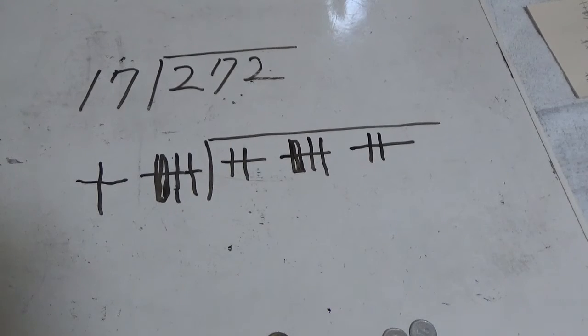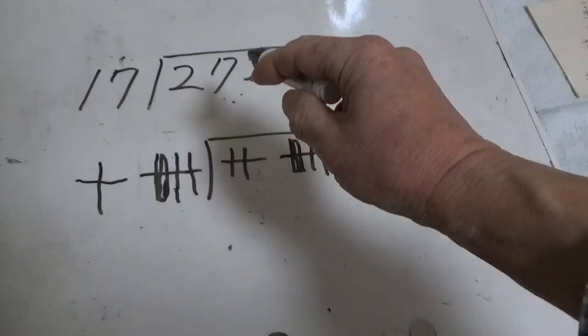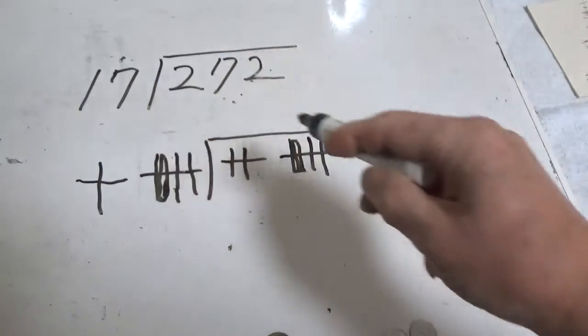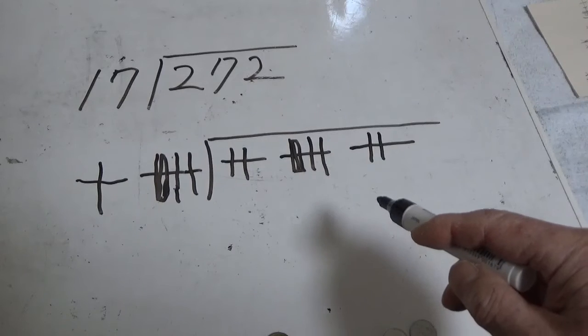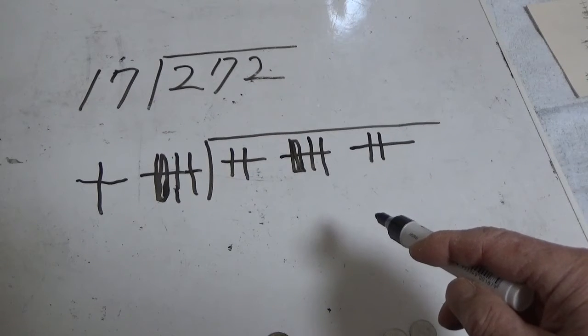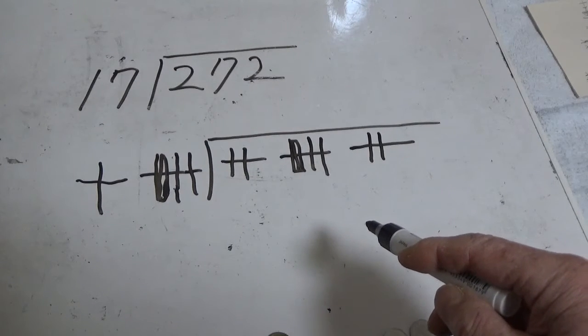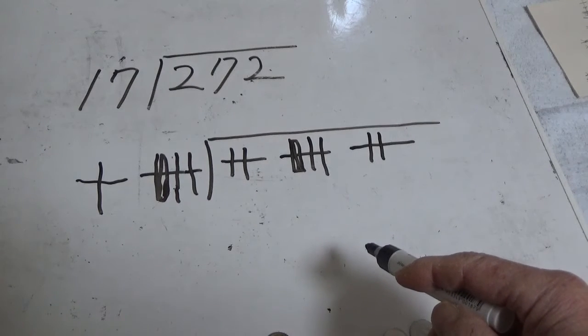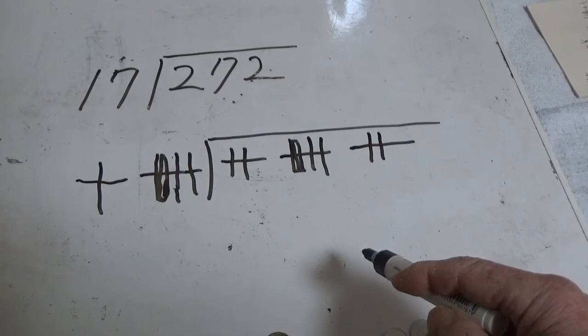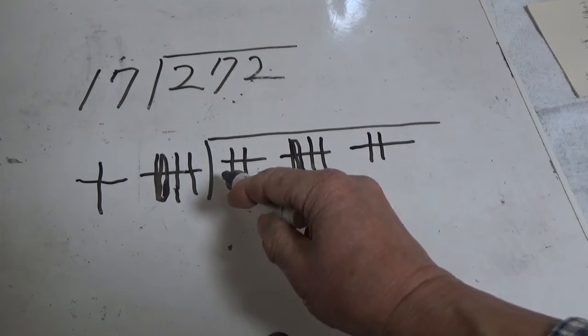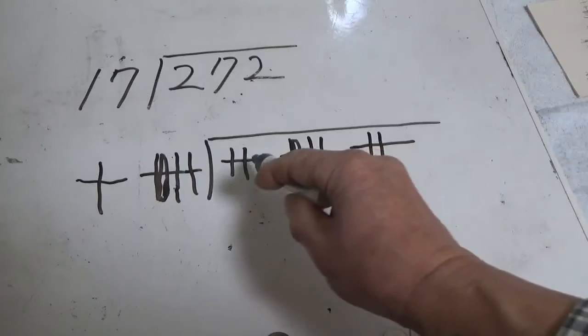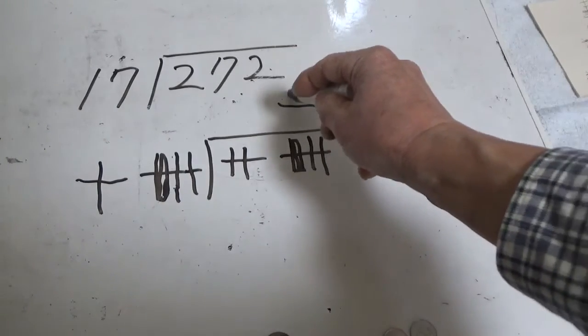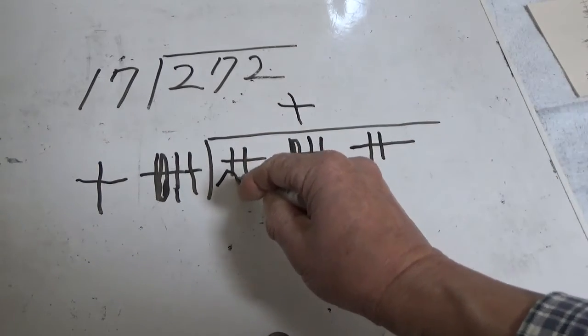Let's achieve another division. 272 divided by 17. From 272, how many times can 17 be subtracted until it becomes 0? First I will subtract 170. Yes, 10 times. Okay.